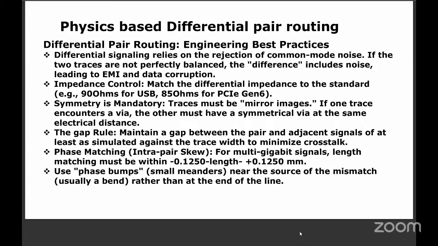And then use phase bumps, small meanders near the source. And actually there is one theory that if you don't put these phase bumps within 20% of the electrical length, they no longer work. The bump will be there, but it doesn't work. To be most effective, the bump has to be put within 20% of the electrical length of the trace. Yeah, that's it. Next slide, please.